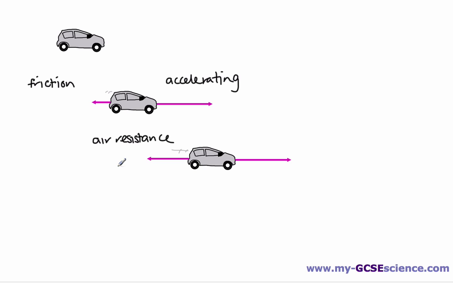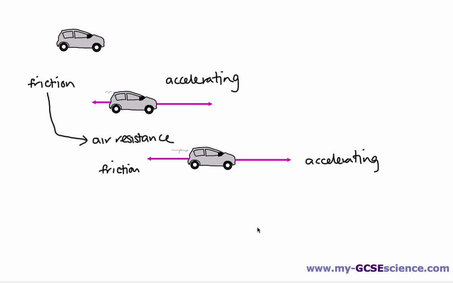and the friction on the tyres, together they become bigger. Let's just remind ourselves those two are the same. They become bigger and we've got a bigger force acting in the opposite direction. But you can probably see that the forward force is still slightly larger, so the car is still accelerating.